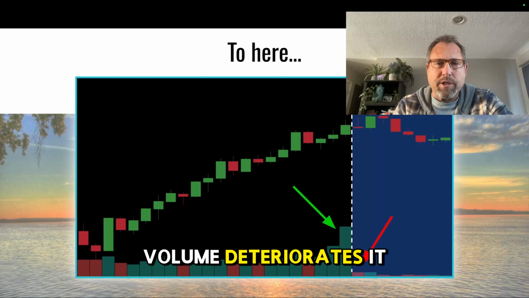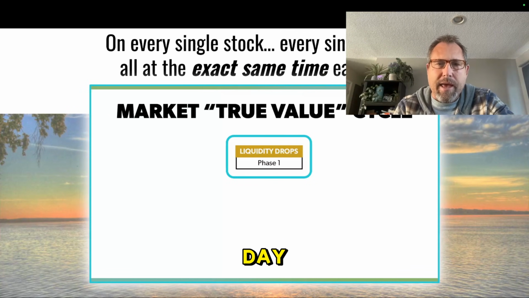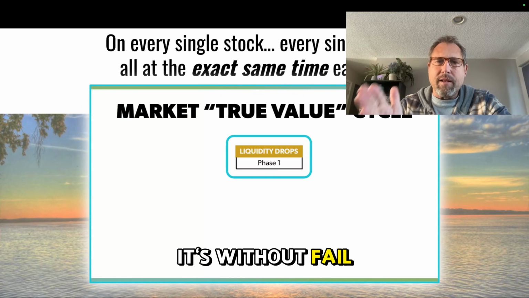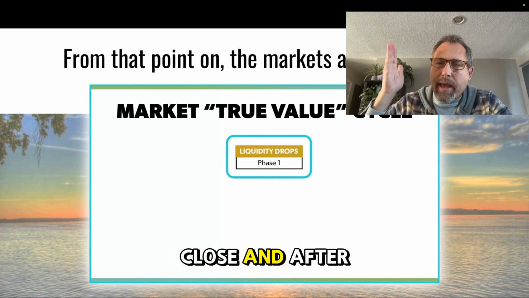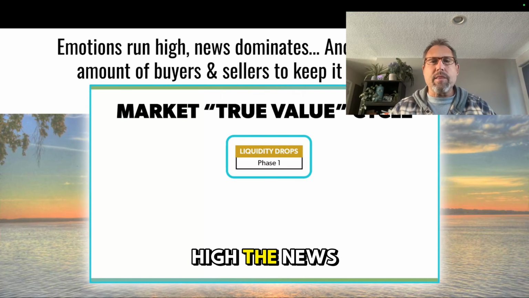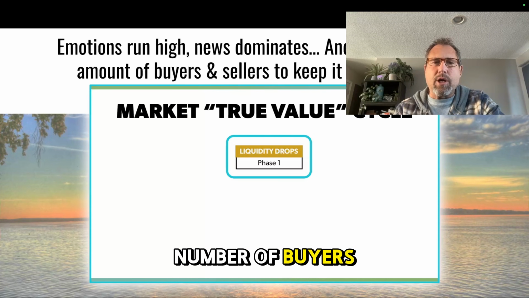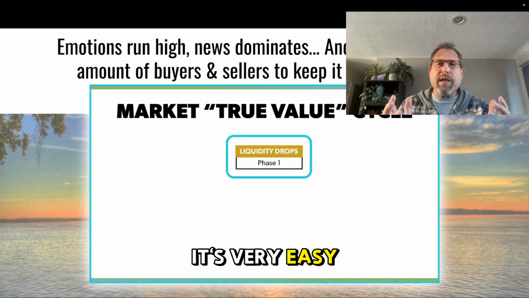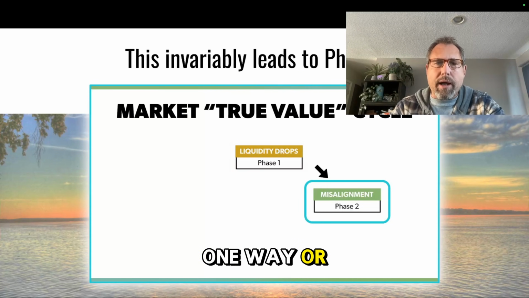Look what happens right after the market closes on that day. Volume deteriorates. It drops substantially. This drop-off happens every single day. It is every single stock, every single index. It's without fail. Phase one happens at 4 o'clock Eastern time when the market's closed. And after that point, markets are inefficient. Emotions will run high, the news dominates. But here's the key thing. There's a limited number of buyers and sellers to keep market prices in balance. It's very easy for a deep pocket to get onto that scale and tilt it one way or another.